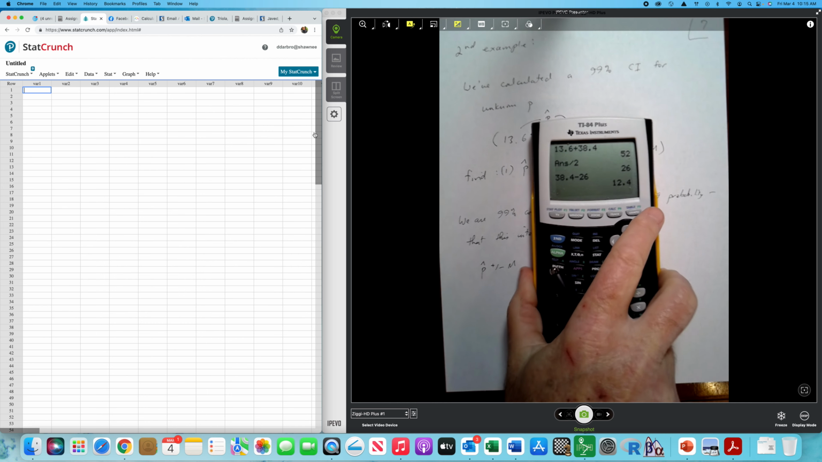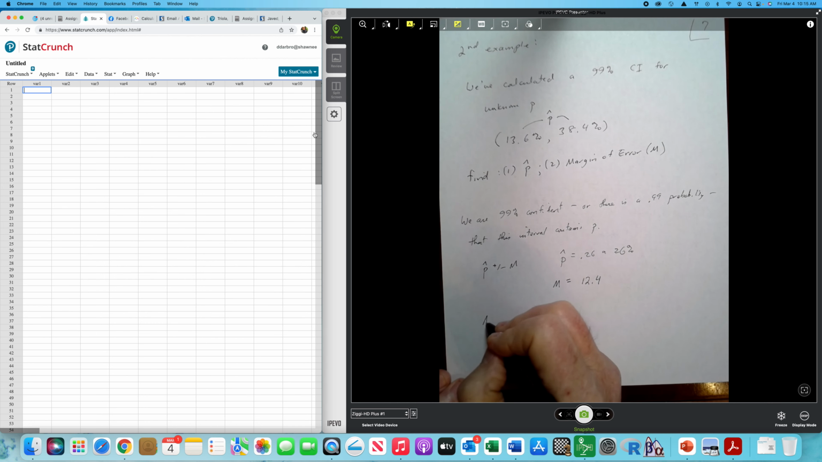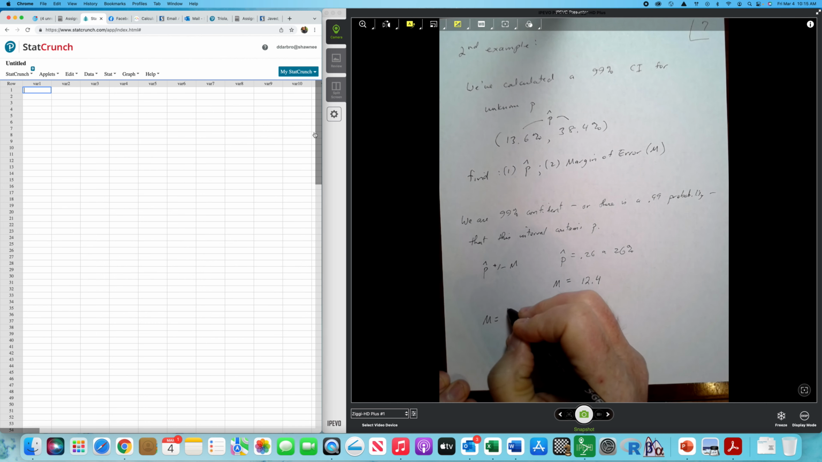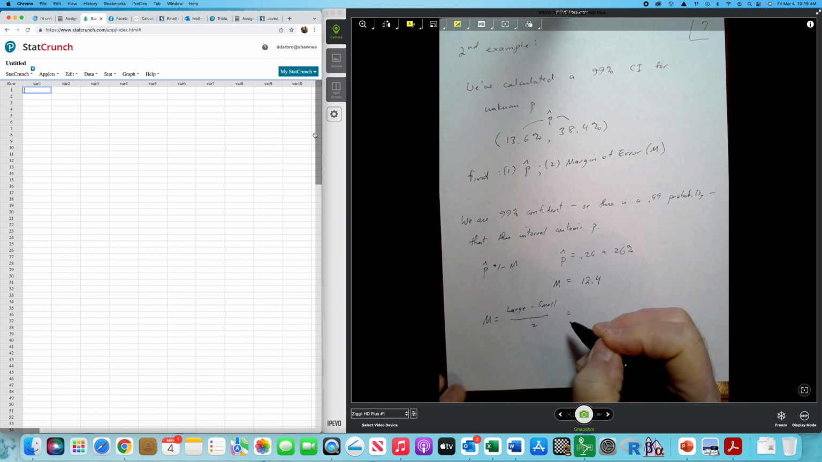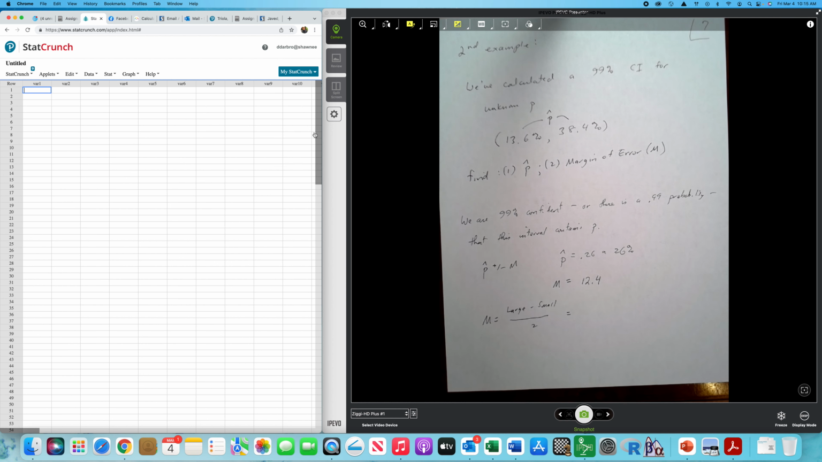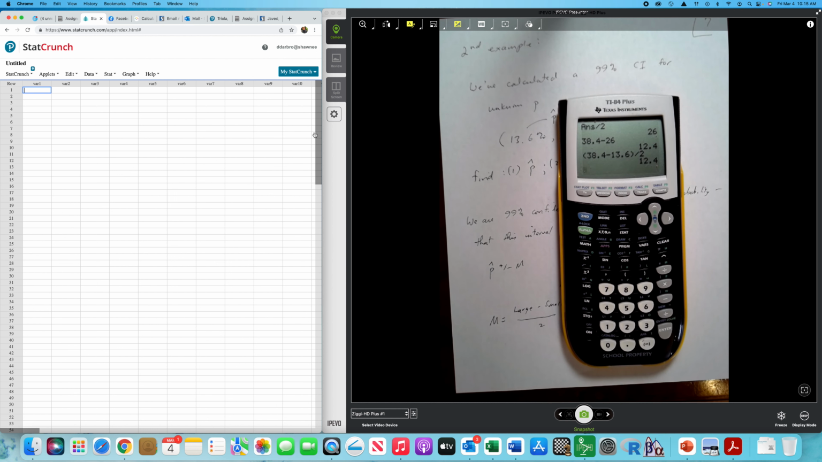Another way to find the margin of error, it's the large number minus the small number divided by 2. So I would have 38.4 minus 13.6 divided by 2, and you'll see I get the same thing.